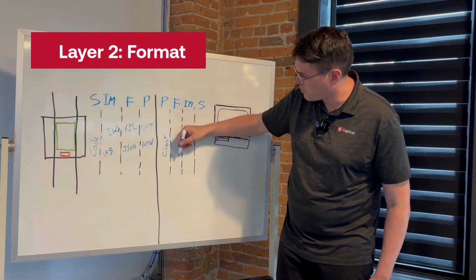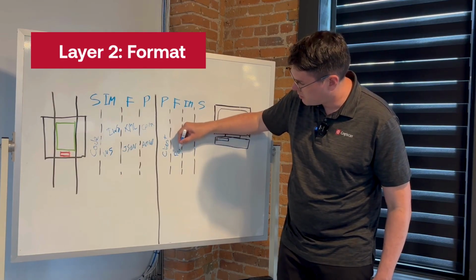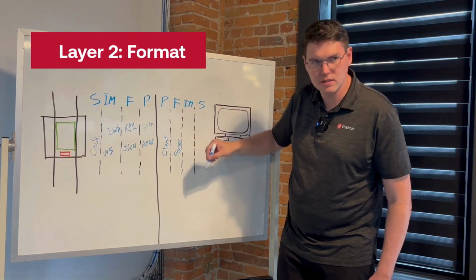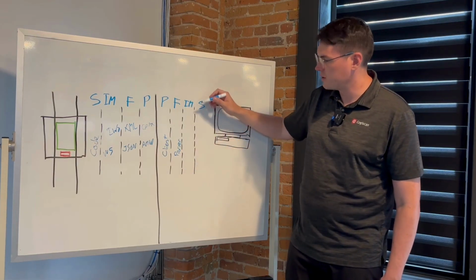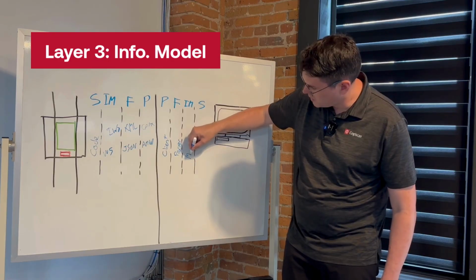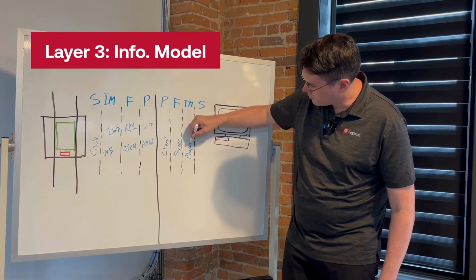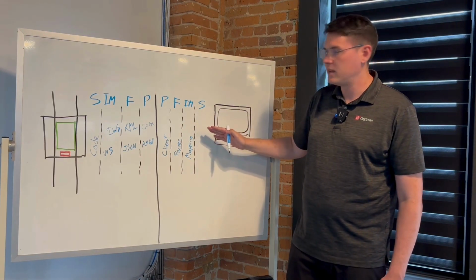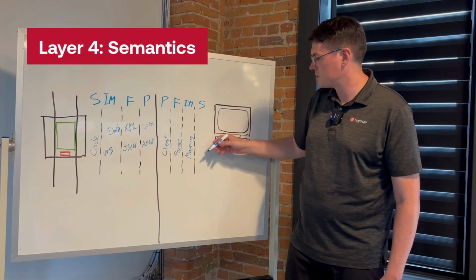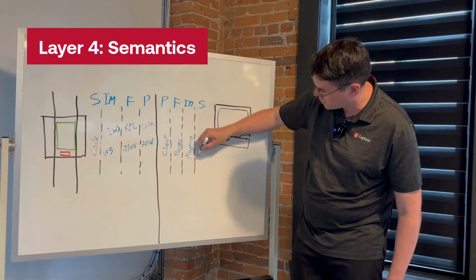Next would be the format. So this would be a parser, or maybe some would call it a deserializer for the information. The next one is an information model. So this would be a mapping where you would map that information model. And the next layer is a semantics layer. So that's actually just the source code.